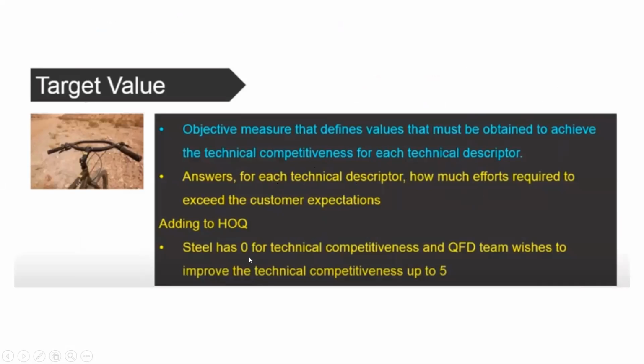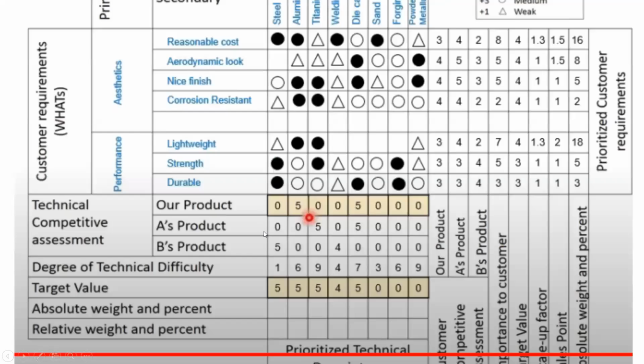For the steel, I put 0. Which to improve the technical competitive to 5. Just now I put 0, right? I want to improve it to 5, so that is my target. Another product got 5, so I put 5 as my target to improve. This one remaining 5. This one I put 5 because others got 5. But this one 0, no need to set any target because other competitors also do not target for that. Target value.